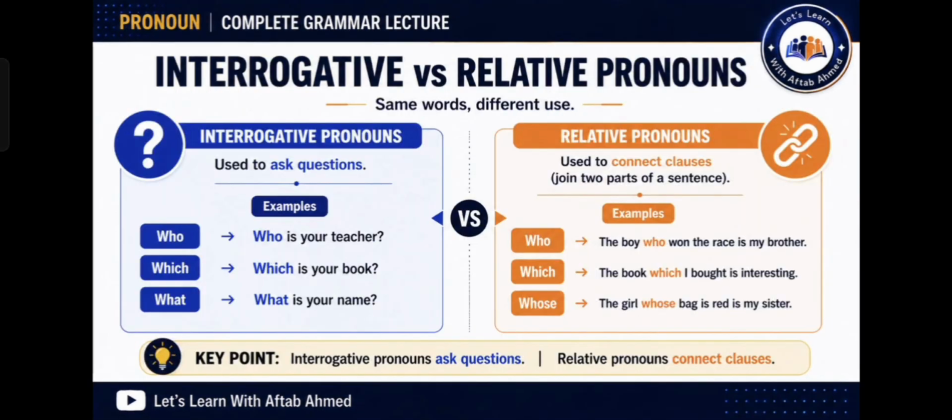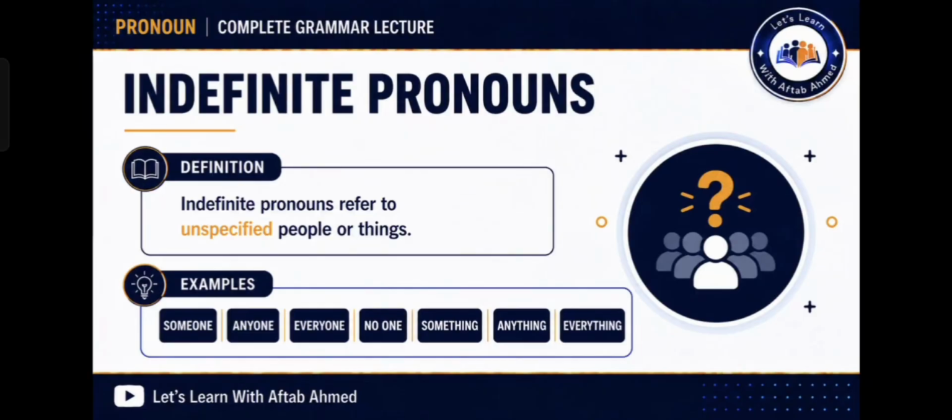Students often confuse interrogative pronouns and relative pronouns because some of the words are the same. Let's understand the difference. Interrogative pronouns are used to ask questions. For example, who is your teacher? What is your name? On the other hand, relative pronouns are used to connect clauses. For example, the boy who won the race is my brother. The book that I bought is interesting. Remember this rule: interrogative pronouns ask questions; relative pronouns connect clauses.